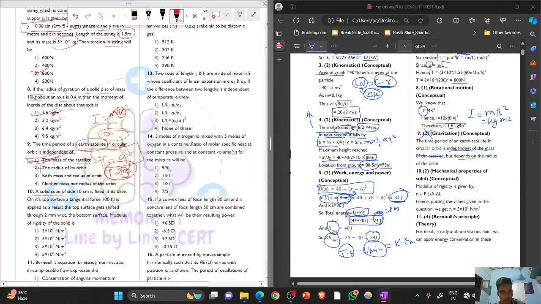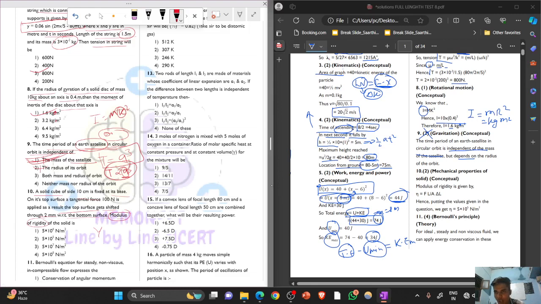A solid cube of side base is fixed at its base. On the top, a tangential force of 100 Newton is applied, shifting the top through 2 mm with respect to the bottom. Find the modulus. It's simply a stress and strain question. You just need to calculate the modulus of rigidity, which you can calculate simply with the formula of modulus of rigidity.